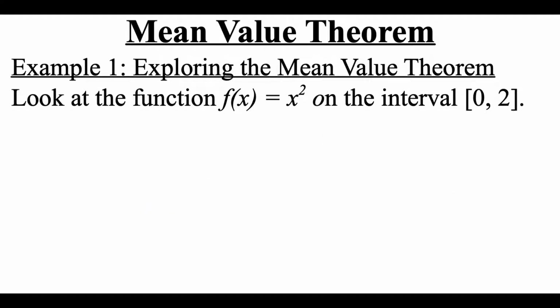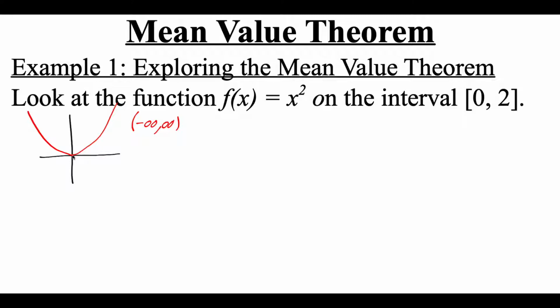In this first example, we're going to take a look at the function f of x equals x squared, and we're going to look on the interval from 0 to 2. Now, we know that the graph of x squared is just a parabola with a domain from negative infinity to positive infinity. So we know that this graph is continuous on the interval from 0 to 2, and we also know that it's going to be differentiable on that interval as well. So the mean value theorem is going to hold true for this case.